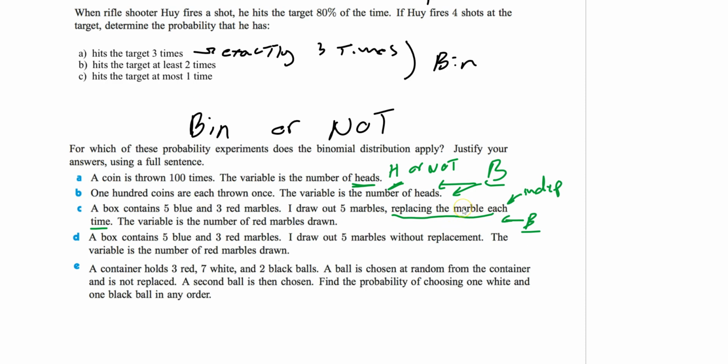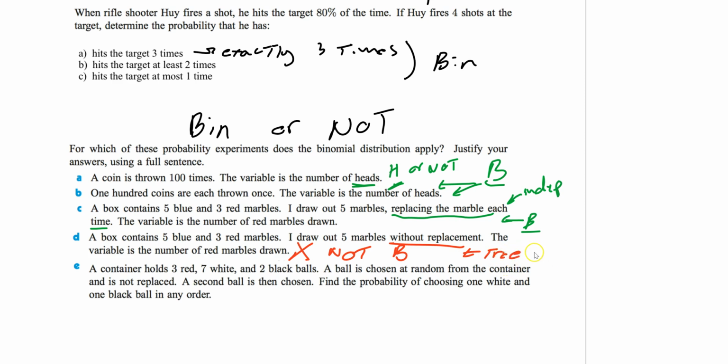It's with replacement. This next one, though: the exact same setup, 5 blue, 3 red marbles. I draw 5 marbles, but without replacement. That means that each time the total amount in the bag goes lower, so it changes the probability. So this one is sadly not binomial. The way we solve this is a tree diagram.